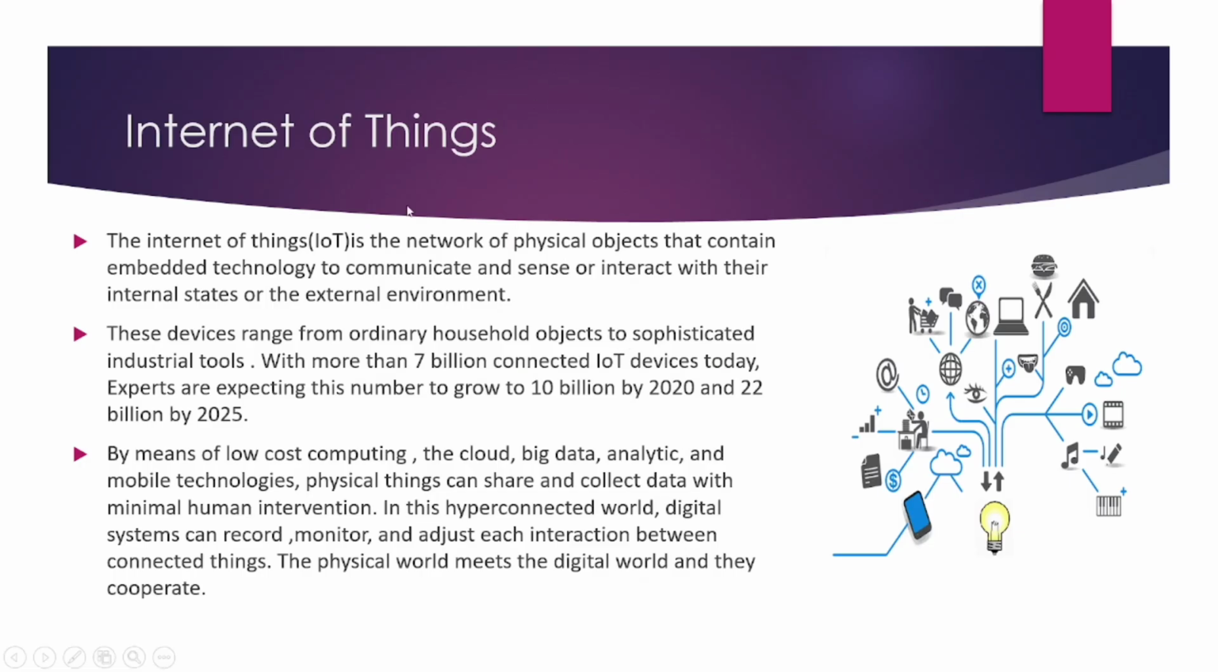Coming to the most important part of this project, the Internet of Things. So what is the Internet of Things? It's a network of physical objects that contain embedded technology to communicate and sense or interact with their internal states or the external environment. These devices range from ordinary household objects to sophisticated industrial tools, with more than 7 billion connected IoT devices today. Experts are expecting this number to grow to 10 million by 2022 and 22 billion by 2025.